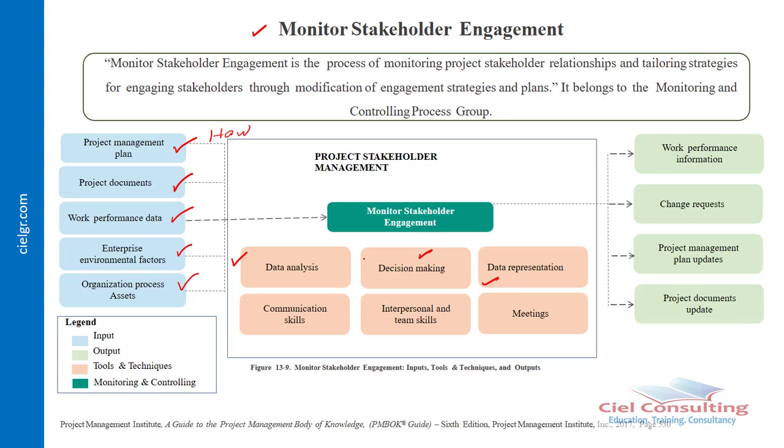And then also part of the tools and techniques you require to monitor your stakeholders will include your communication skills, because you need to effectively communicate, and then also interpersonal skills as well as meetings, where you now determine if your stakeholder engagement is actually working or you need to carry out specific changes with regards to that. So the output will be your work performance information, which basically talks about the outcome of the analysis you may have made, and then you can do a change request if the need arises, and then of course update any document that this particular change may possibly affect.